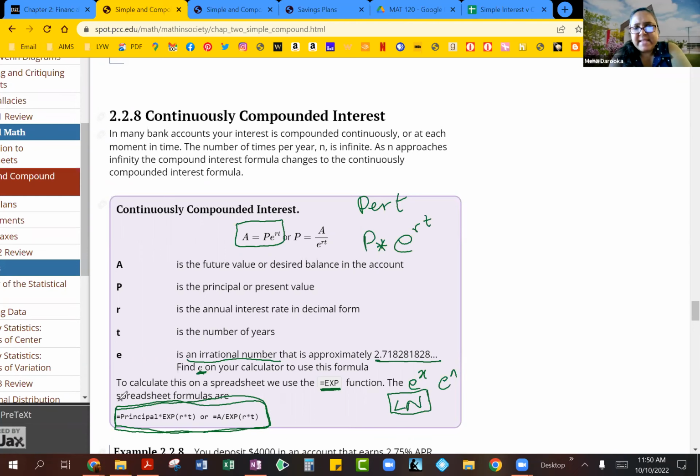So, again, A stands for your future value, how much money we want in the future. P, of course, is your principal or present value. Your r is going to be the rate of interest. And then t, of course, is number of years. So you will notice there is no n here, right? Because there's no compounding period. Since you are compounding this continuously, you're not going to have an n value in this case.